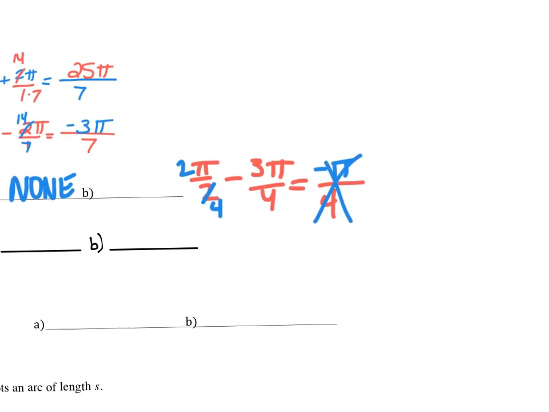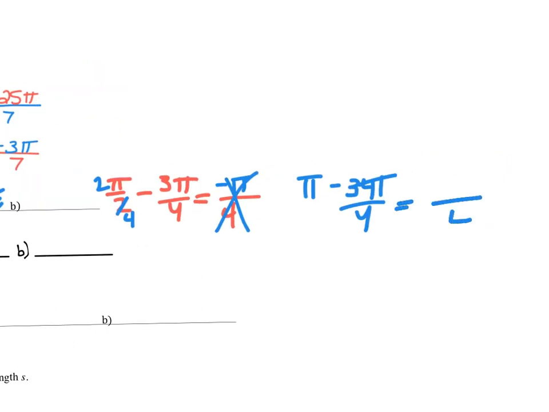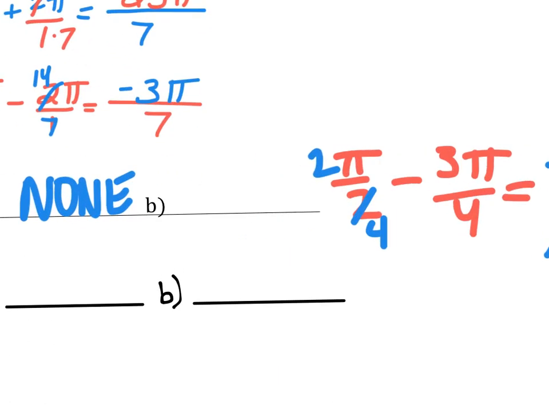All right, what about here for B? How do I find the supplement? Okay. So pi minus what? 3 pi over 4. Whoops, that's a pi. I need a common denominator, which would be 4. If I change pi over 1 to fourths, what does it become? 4 pi over 4. Good. So 4 pi minus 3 pi is? Pi over 4.